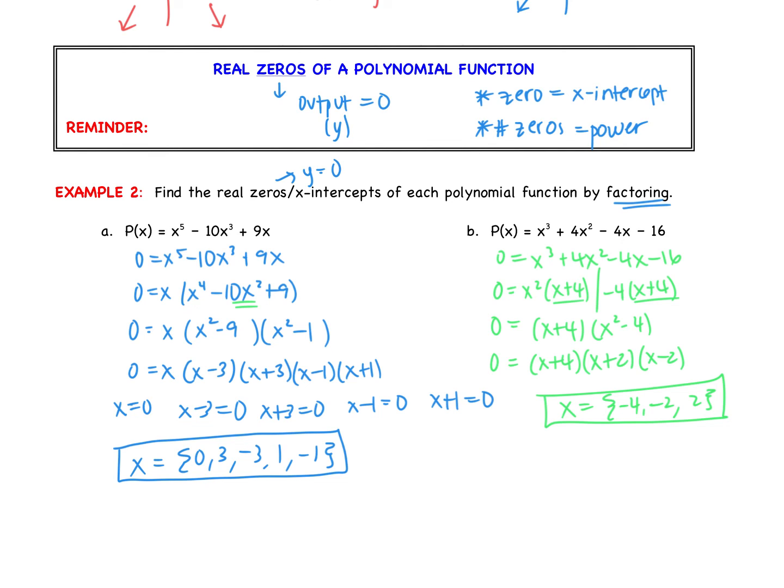That is the zeros part. Questions for me on end behavior, the far left, far right, or zeros before we take a break?